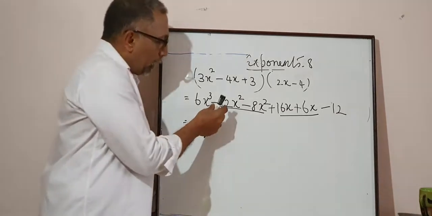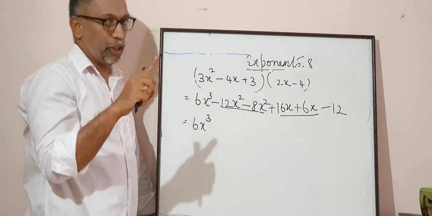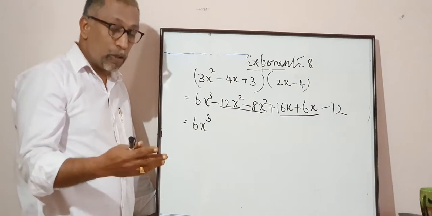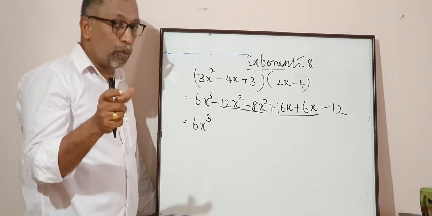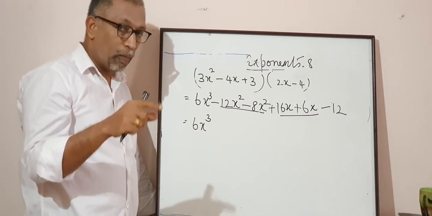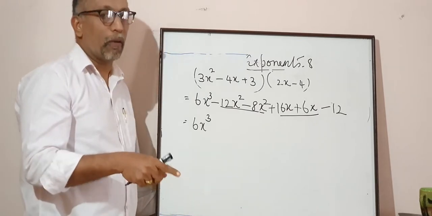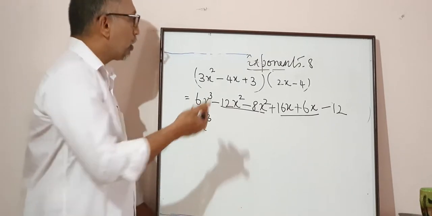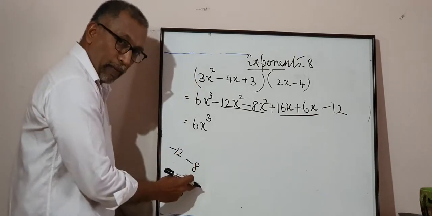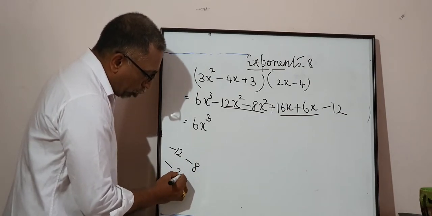Now this number should be added to this one. That is the reason why we learn integers. So this is negative 12 and this is negative 8. When two numbers are added, if both have the same sign, add them and put the same sign. Both have the same sign: negative 12 and negative 8. 12 and 8 is 20.